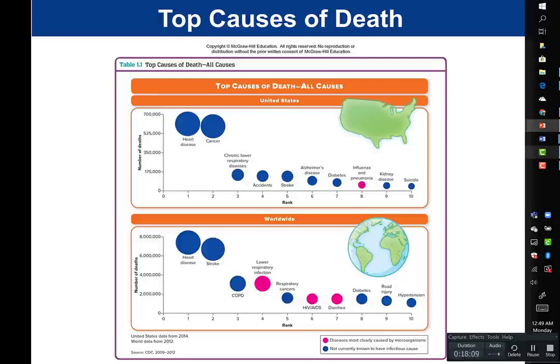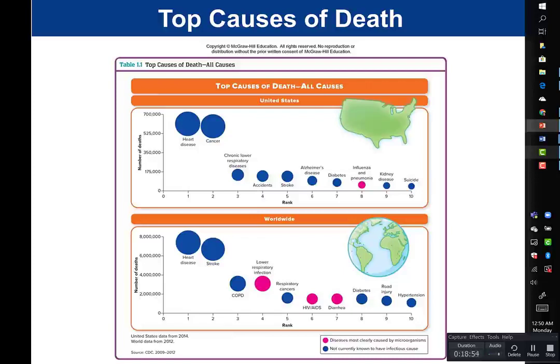Diarrheal diseases is number 7. So in places that have poor sanitation or not clean water, diarrheal diseases can be very fatal. And so that is actually number 7. That is an infectious cause of disease. We have diabetes, then we have road injury, followed by hypertension, which is basically high blood pressure. And so you'll notice that if you look in the world, 3 of the top 10 are infectious. In the United States, however, only 1 of the top 10 is infectious. And in fact, it's only number 8 compared to worldwide. It was number 4, 6, and 7.